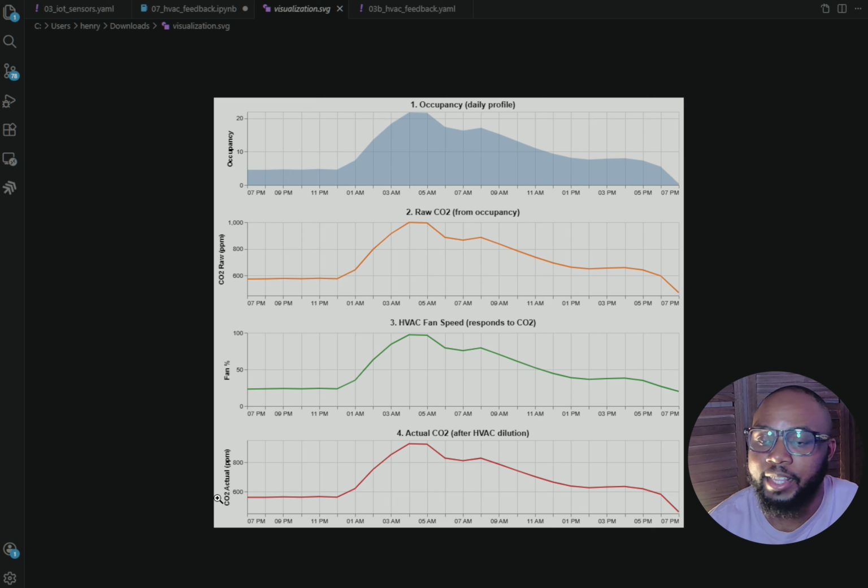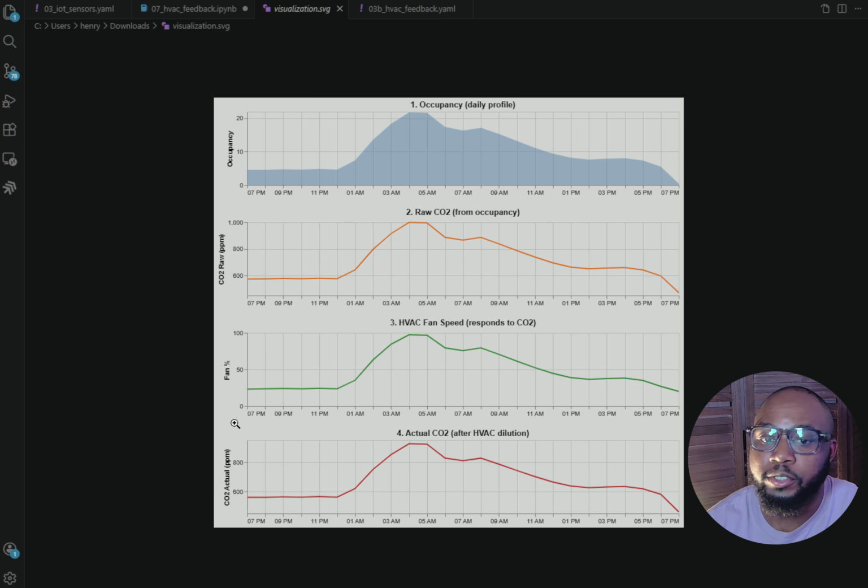Number 1, occupancy follows a daily rhythm. Number 2, raw CO2 is defined as 450 parts per million plus occupancy multiplied by an average of 25 parts per million per person. Number 3, HVAC fan ramps up between 20% and 100% based on the CO2 levels. Number 4, actual CO2 is equal to the raw CO2 minus the HVAC dilution.